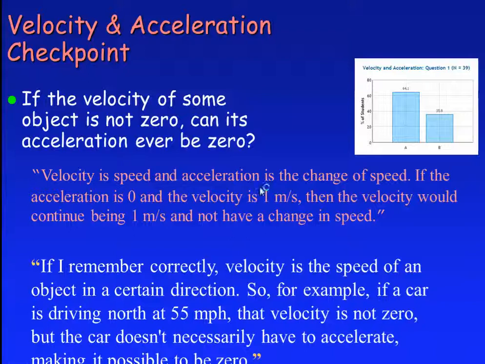Velocity is speed and acceleration is the change of speed. If the acceleration is zero and the velocity is 1 meter per second, then the velocity would continue being 1 meter per second and not have a change in speed. If I remember correctly, velocity is the speed of an object in a certain direction. So, for example, if a car is driving north at 55 miles per hour, that velocity is not 0, but the car doesn't necessarily have to accelerate, making it possible to be 0.